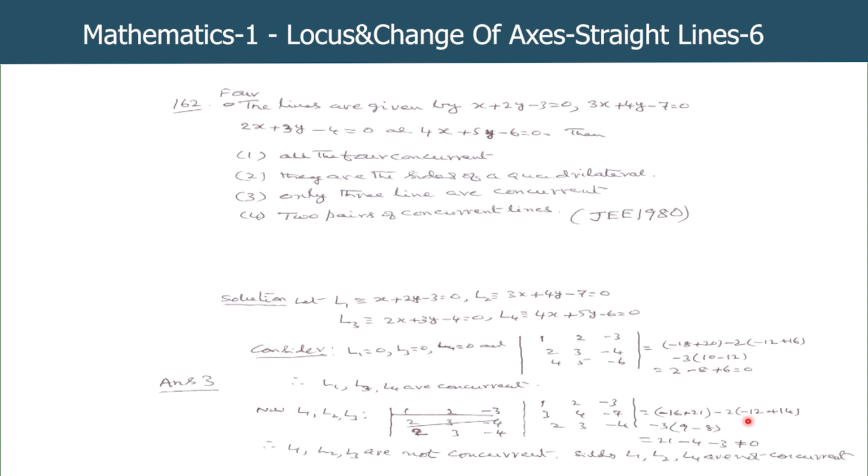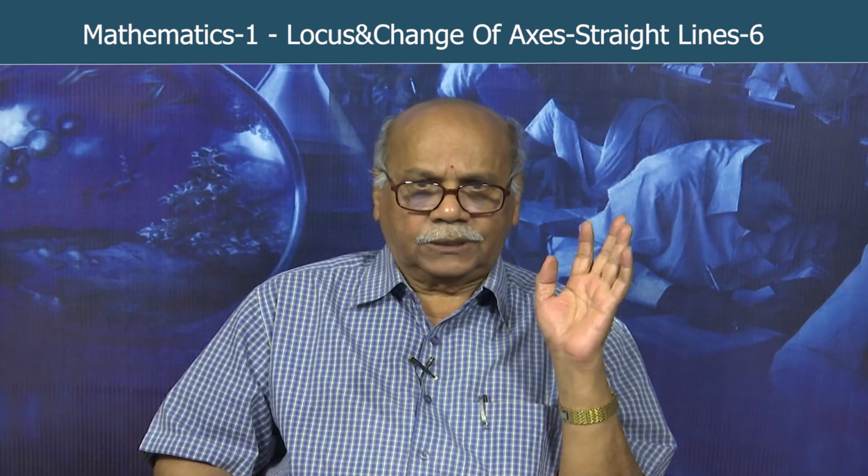So, the correct option is 3. Only 3 lines are concurrent. And this problem I told you already, JEE 1980. The other way is to find the point of intersection of every pair and check whether that point lies on the other 2 lines or not. That is the normal procedure.